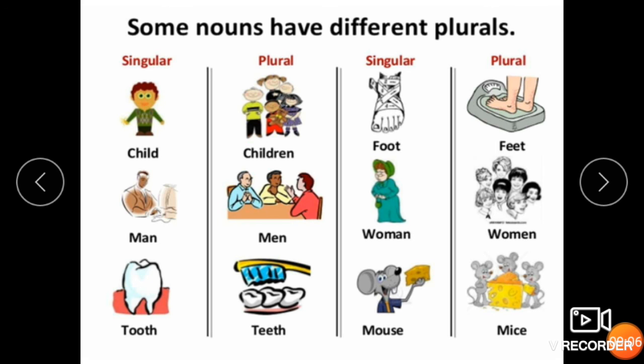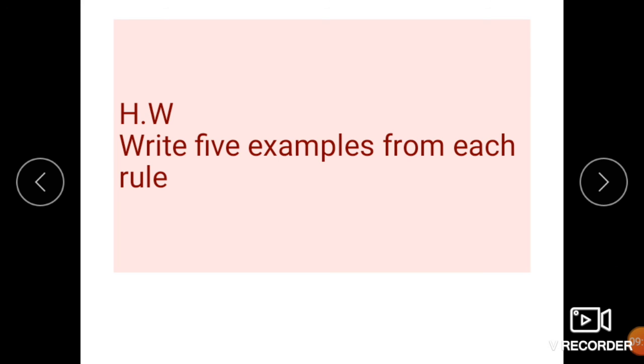So look at these examples of irregular plurals. Read them very carefully. Dear students, we studied 5 rules of singular and plural nouns. Now it's your homework to write 5 examples from each rule. It's very simple. You just have to write any 5 examples from each rule.